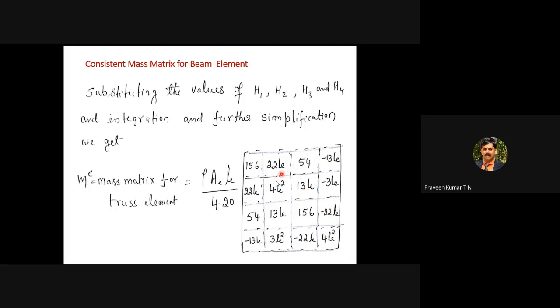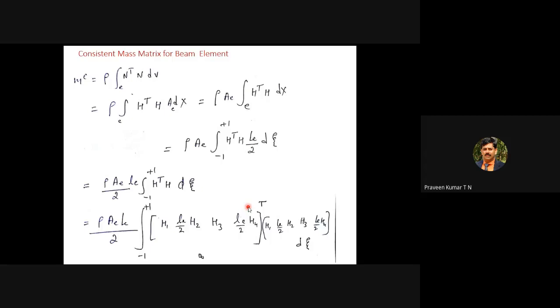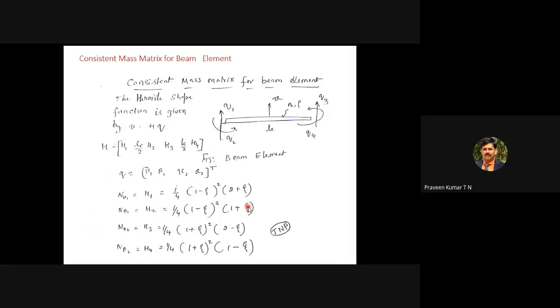The third diagonal element is 54 minus 3 LE, and the last one is minus 13 LE, because the stiffness matrix is always symmetric. If you remember half of the matrix, that is sufficient; the remaining half we can get from symmetry. But as per your syllabus, you have to derive the consistent mass matrix for the beam element. If you summarize the beam element, N1, N2, N3, N4 are replaced by H1, H2, H3, H4. Then we have to remember the formula.